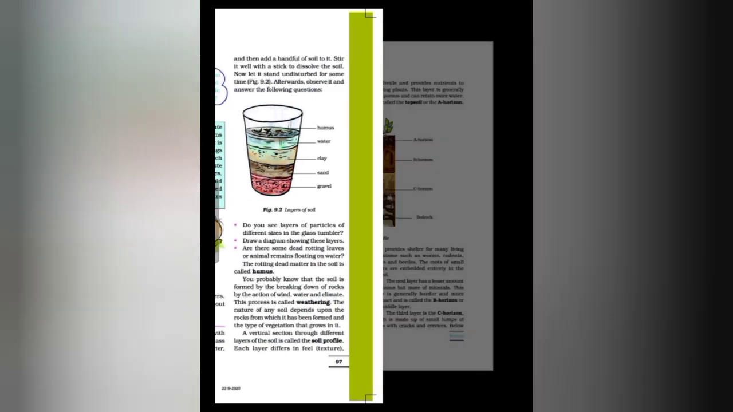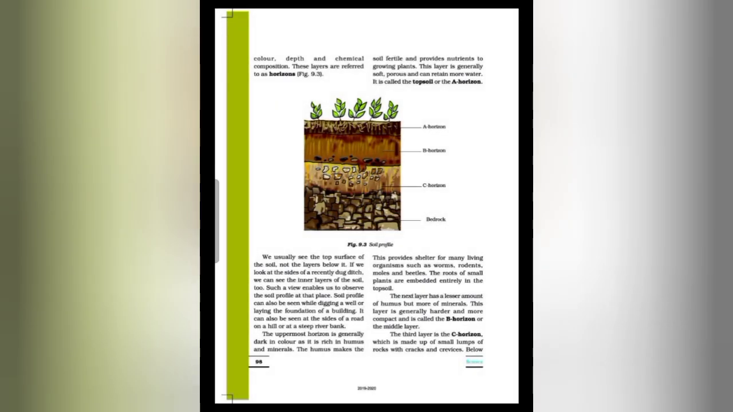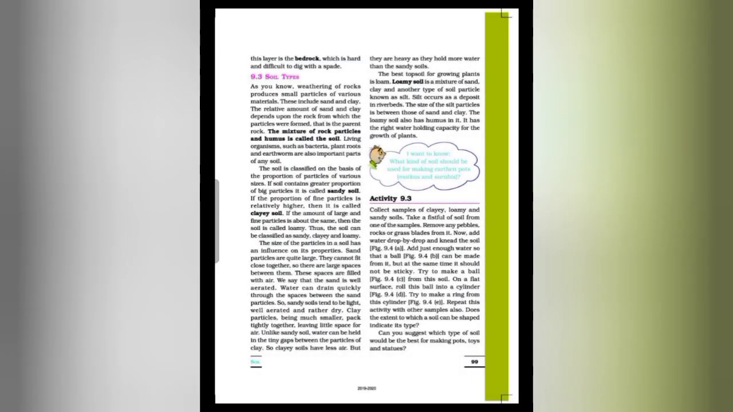Then we have discussed the soil profile, and we know that a vertical section through the soil showing the different layers of the soil is called soil profile. And we know that soil profile has topsoil, that is called A horizon, then subsoil, that is called B horizon, and substratum, that is called C horizon, and next is bedrock, that is also called D horizon. So friends, today we are going to start the next topic, that is soil types.